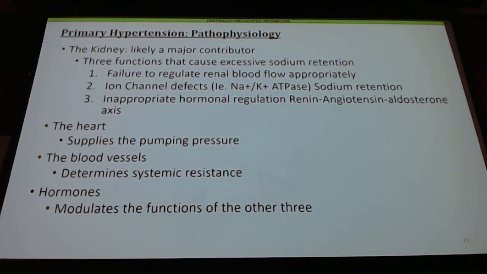There's other things, so ion channels could be inappropriately functioning, like your sodium ATPase pumps may not be working right in the kidney, and then there also may be problems with the hormonal regulation of the renin, angiotensin, aldosterone axis. So a couple of different ways that the kidney can affect your blood pressure.